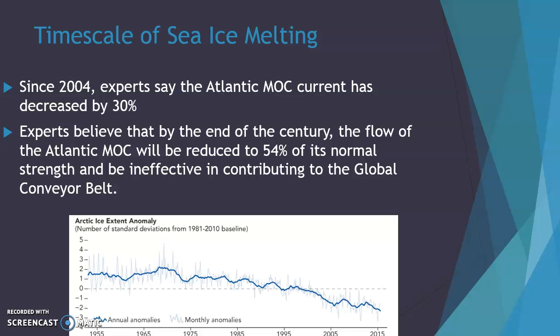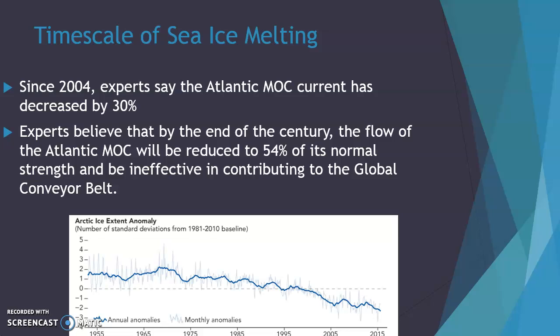One of the latest assessments by the Intergovernmental Panel on Climate Change determined that the Atlantic MOC will most likely slacken to an ineffective level by the end of this century. Experts predict that flow by that period will be approximately 54% of its full strength.